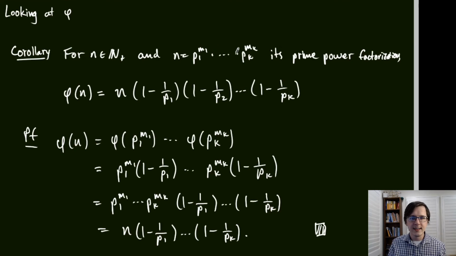Putting all that together, if we have a prime power factorization, then to calculate the totient function of n, we can take n times all of these 1 minus 1 over a prime factor. Why is that? Phi of n, because it's multiplicative, is the product of phi of all the prime powers. By the previous slide, each of these phi's is that prime power times 1 minus 1 over the prime. Then we can take all the prime powers and bring them to the front of this product. Of course, this is the prime power factorization of n, so we can replace it with n and get the formula.